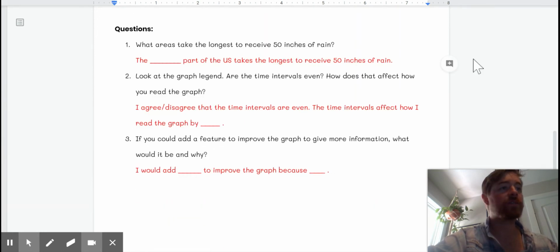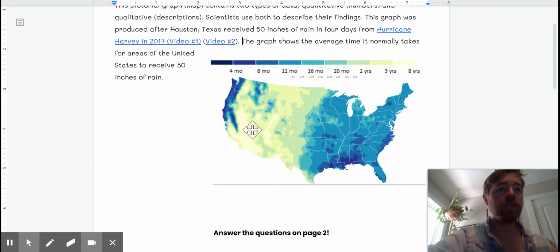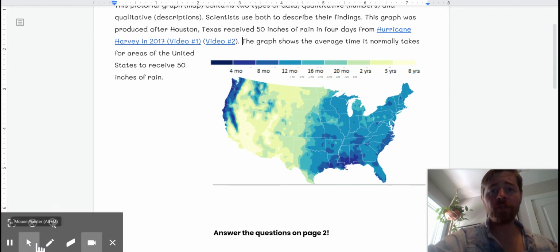Our questions. Okay. Question 1. What areas take the longest to receive 50 inches of rain? And I have a little sentence frame for you if you want to use it. The blank part of the United States takes the longest to receive 50 inches of rain. A couple of different ways you might answer this question. If you know your states, you might indicate which states take the longest to get that rain. So you'll have to look at the key. So if you know your states, that could work.